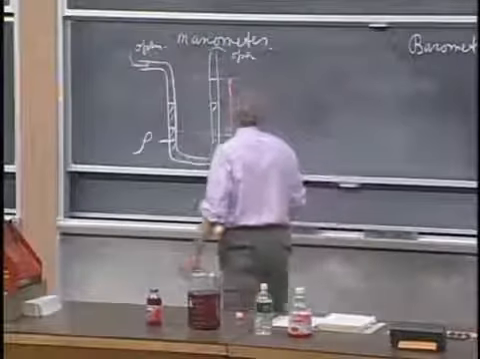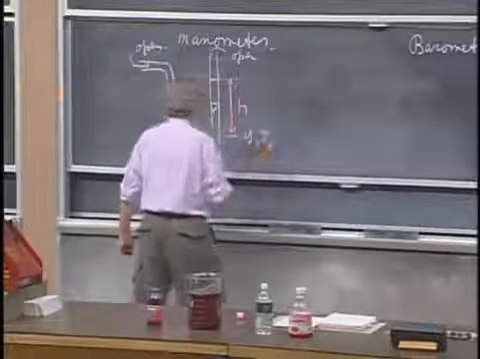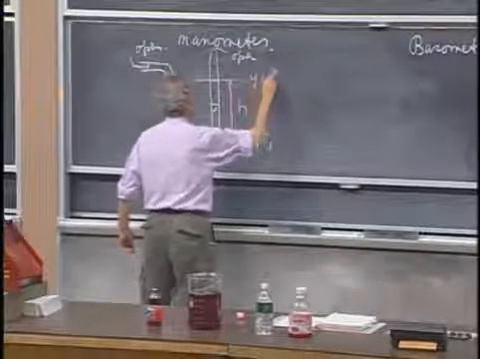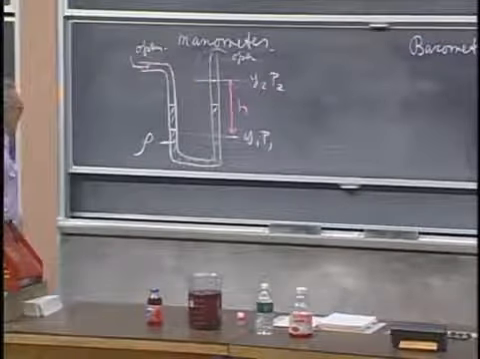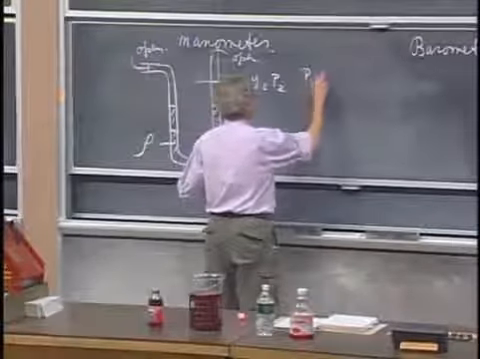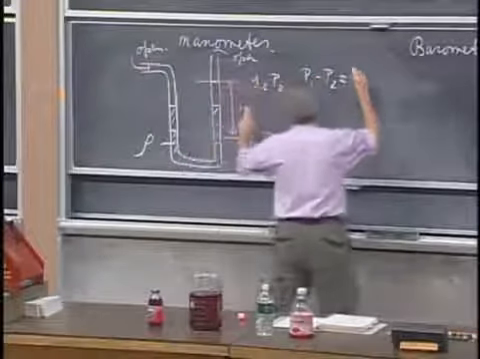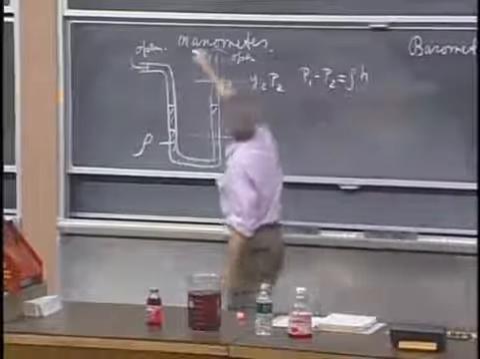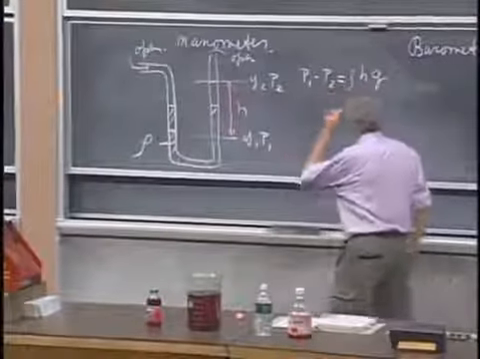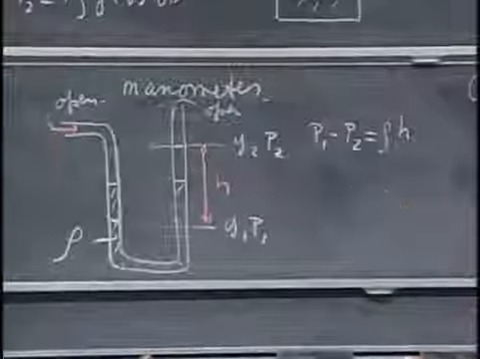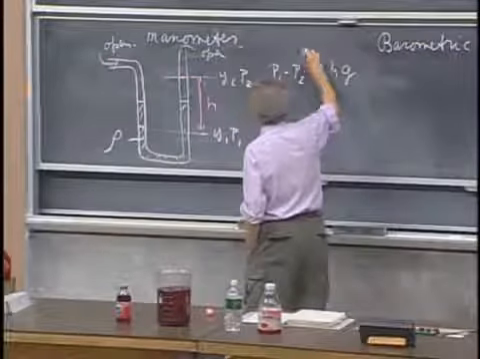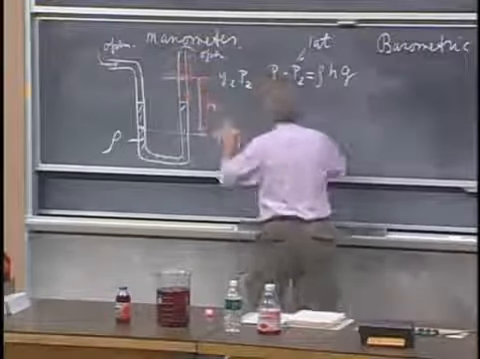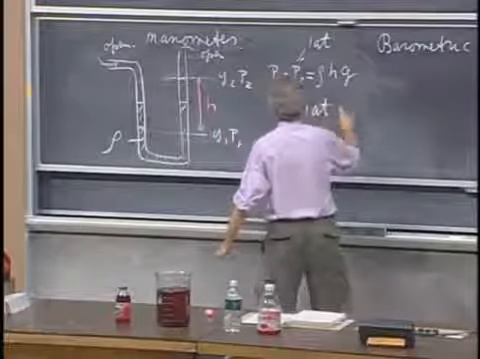So the pressure here at Y1 equals P1, and the pressure here at Y2 equals P2. And so P1 minus P2 equals rho times H times g. I apply the law that we still have here. I know that the P2 level is one atmosphere. That's correct. This is one atmosphere that's open to the world. So P1 equals one atmosphere plus rho H g.